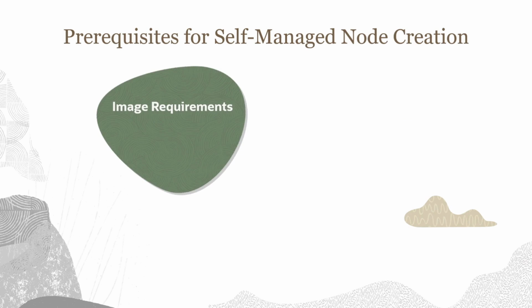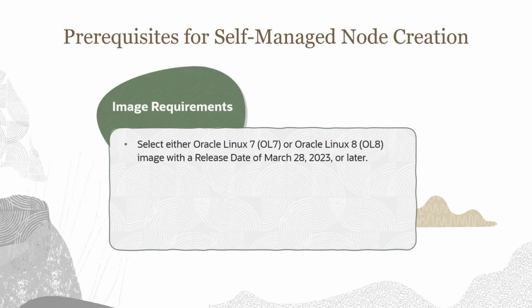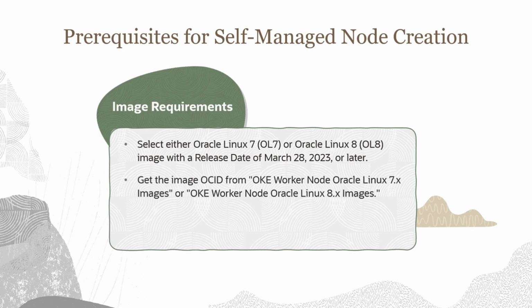Moving on to the image requirements for self-managed node creation, pay close attention to these key points. Choose either Oracle Linux 7 or Oracle Linux 8 image for your self-managed nodes. Ensure that the selected image has a release date of March 28, 2023 or later. Obtain the image OCID, also known as Oracle Cloud Identifier, from the respective sources: OKE Worker Node Oracle Linux 7.x images or OKE Worker Node Oracle Linux 8.x images. This information is crucial for specifying the correct image.